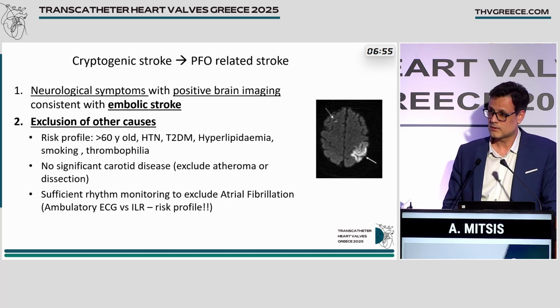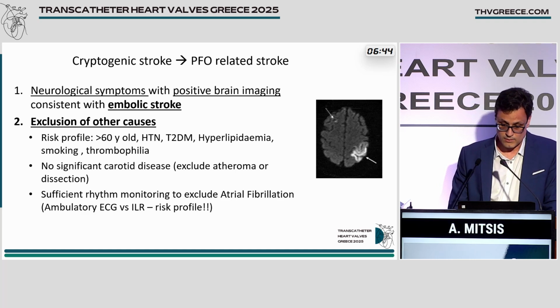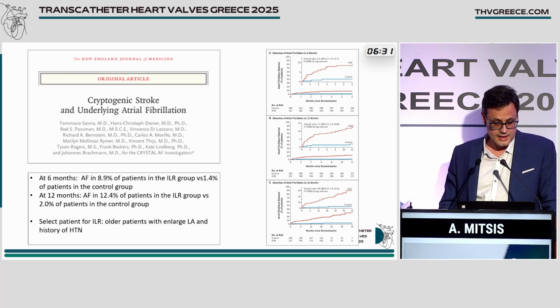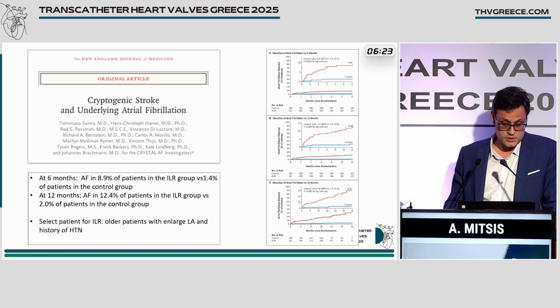And this is very important because quite often we have referrals from colleagues who say we put on a 24-hour Holter and we excluded AF. But this seems to be not the case. We need to be more precise. As we know from CRYSTAL AF, in this study they studied a population with cryptogenic stroke, and they implanted ILR, and in almost 9% of this population, they managed to detect AF at 6 months, and almost 13% at 12 months. So we have to be more precise in excluding AF.